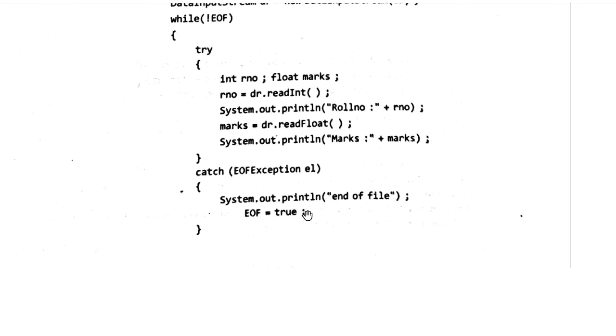So we have learned character oriented input output for text files and byte oriented input output for binary files. So today up to this much. In our next class we will learn StringTokenizer.